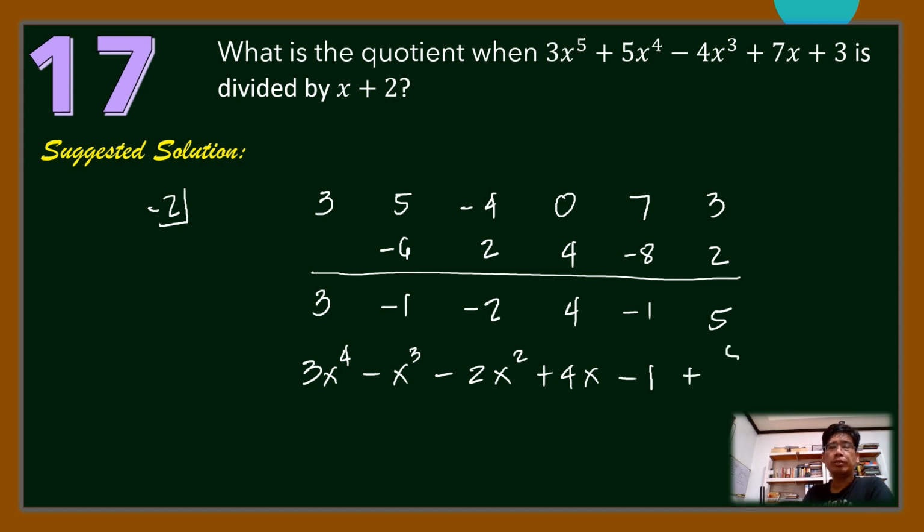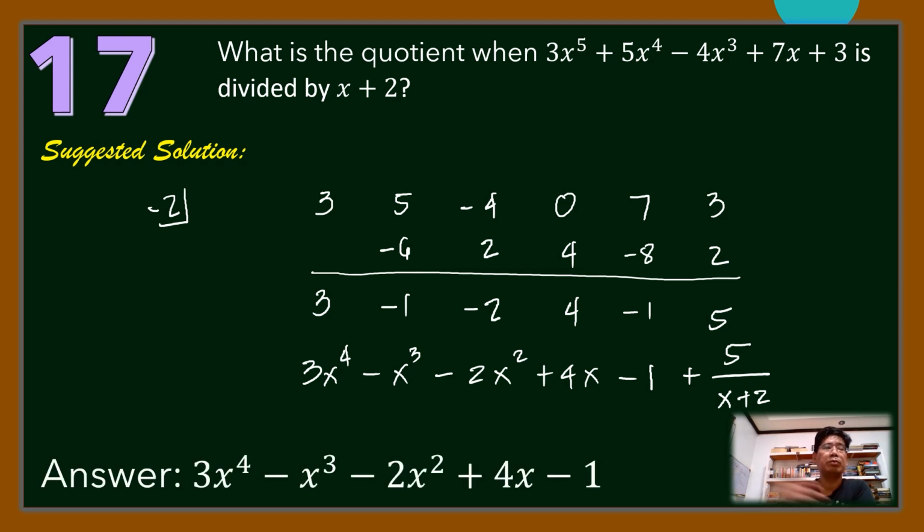And then the remainder is 5, so we have 5 over x plus 2. Since we're just asked to give the quotient, then the quotient is 3x to the 4th power minus x cubed minus 2x squared plus 4x minus 1.